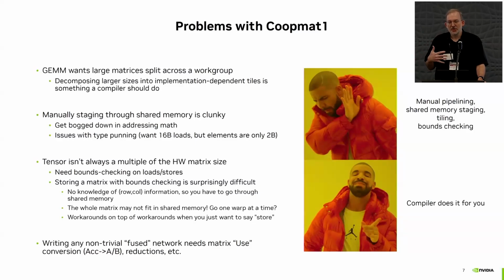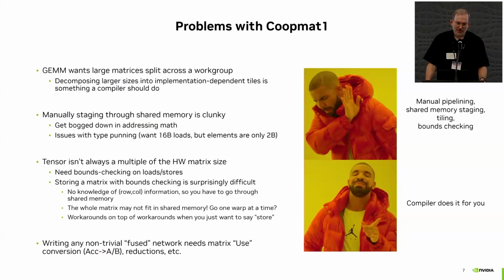So what's the fallback then? Well, you don't know which values belong to which row and which column because it's opaque. And so the only way you can store it out is to first copy it to shared memory, where you have it now in a linear arrangement and you know what needs to go where. The problem is we made this tile so big it doesn't fit in shared memory now. So now you need to do a workaround for that. So it's like workarounds on top of workarounds just to do something that should have just been store, right?